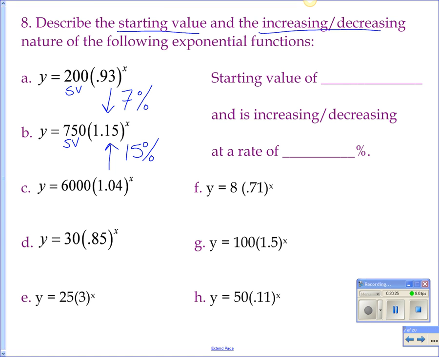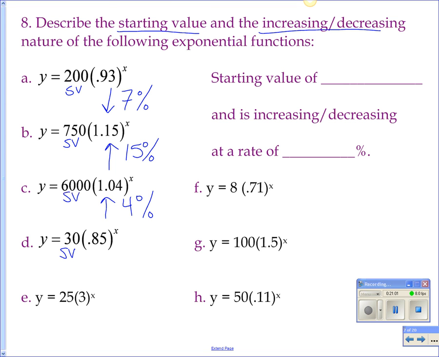All right, Zaria, what is the 6,000? Chuck, help her out. What's the 6,000? Starting value. Okay. Monica, what do I have to do with this number? 1.04. Subtract 1. 1.04 subtract 1. Daniel, what do you get when you subtract 1? So is it going up or going down? By 4%. Okay. This next one, Gracie, what's the 30?